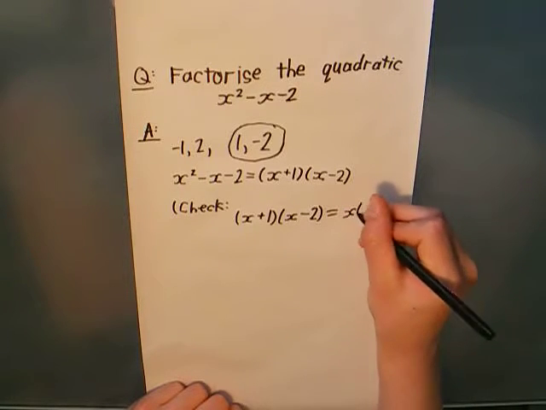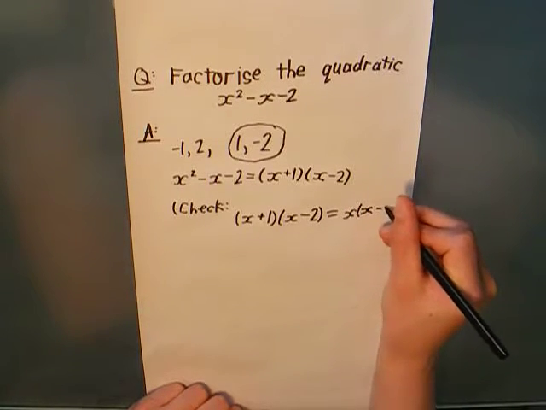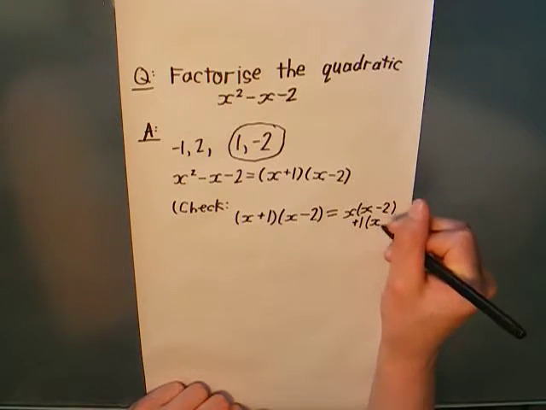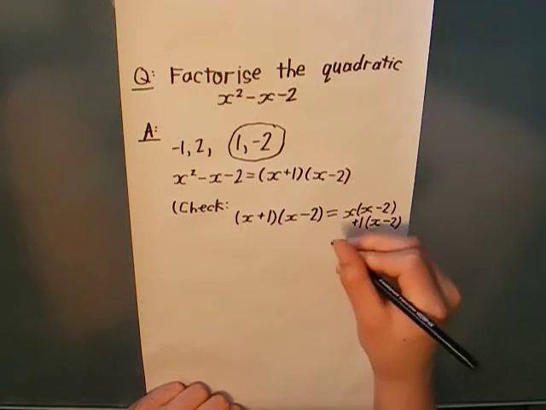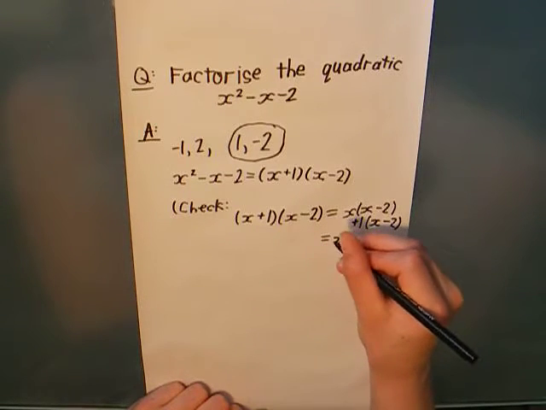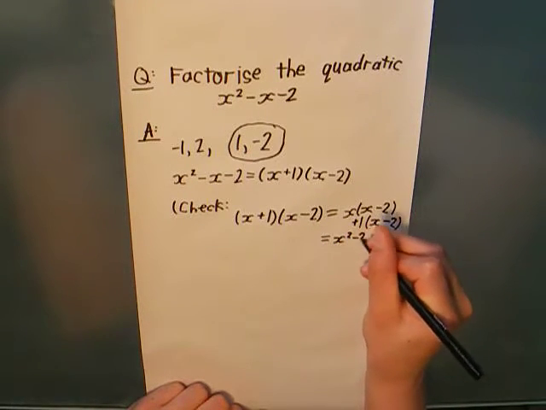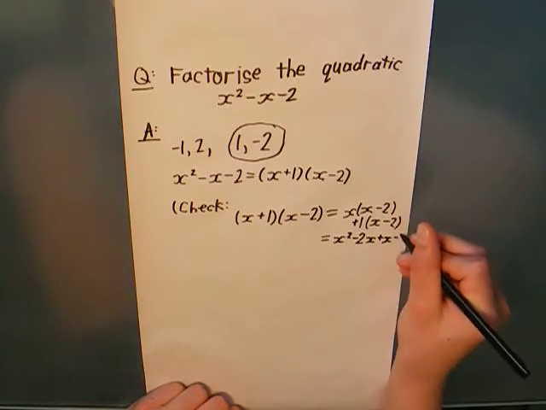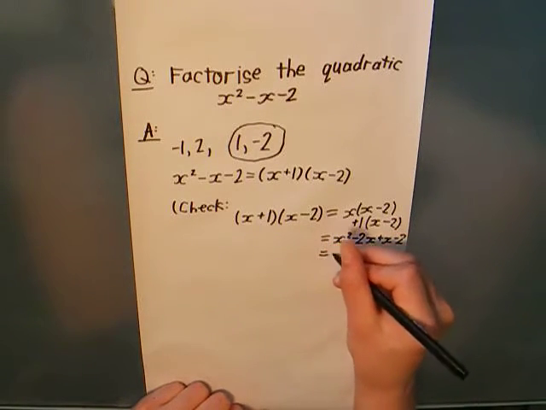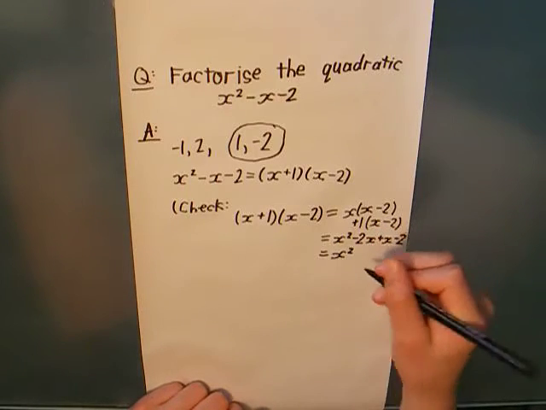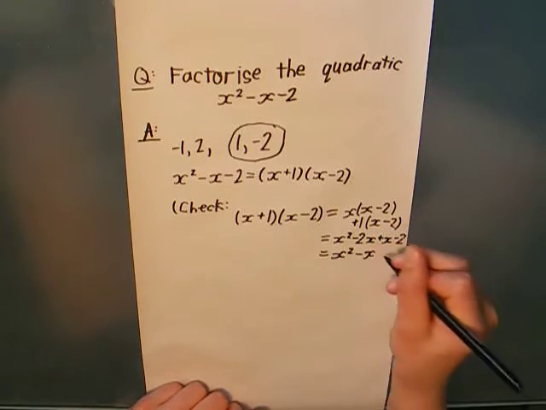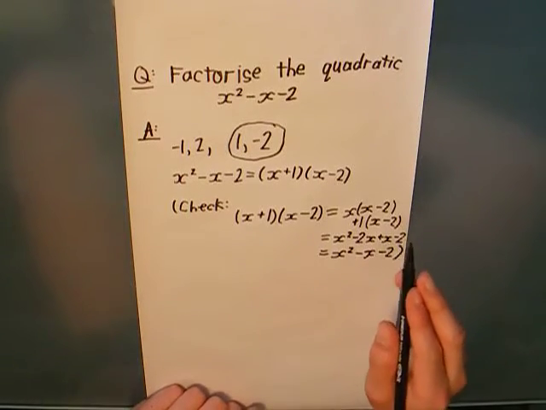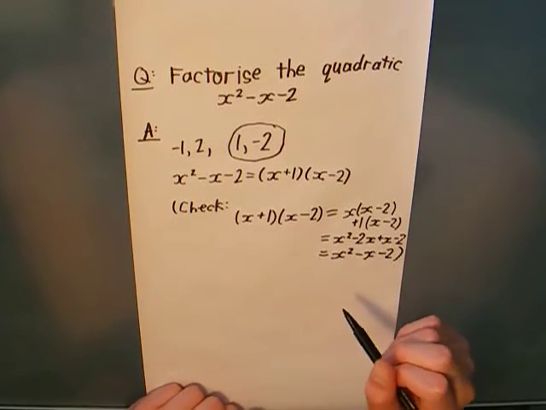So you've got x times x minus 2 plus 1 times x minus 2, which is x squared minus 2x plus x minus 2, which comes out as just x squared minus x minus 2, which is what I wanted in the first place. So check worked, my answer is correct.